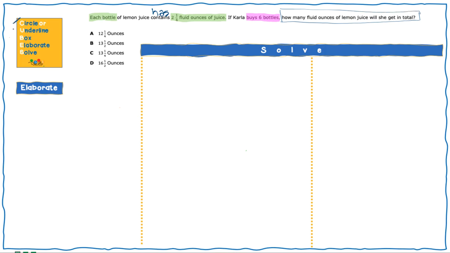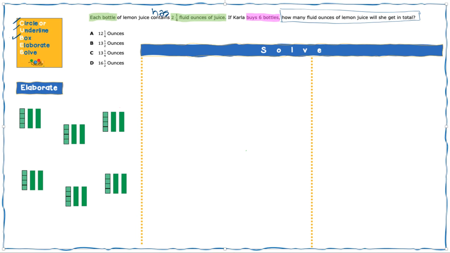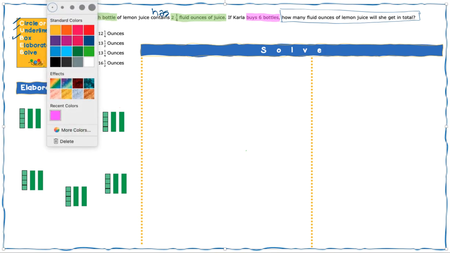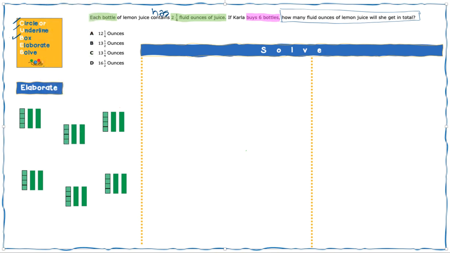I did circle or underline, I did box, and now I'm gonna do elaborate. In this problem, I'm choosing to do fraction bars because I saw 2 1/4 fluid ounces. Okay, and then I elaborated this picture here, guys. I have to have my pictures pre-made, so I won't take that much of your time, but you can pause the video and draw the picture too. And I noticed that here they say that is 2 1/4 fluid ounces.